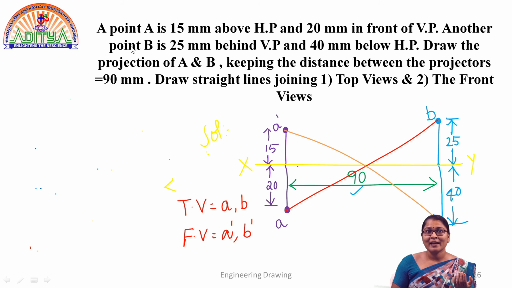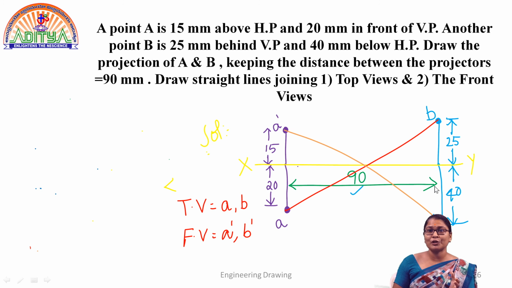Before that, see here, he just asked to draw the projections of A and B, but after that he gave a condition: keeping the distance between the projectors as 90 mm. So we have to keep a distance of 90 mm between point A and point B. Initially we drew the projections of point A, and from point A we have given the 90 mm dimension, the 90 mm gap distance.